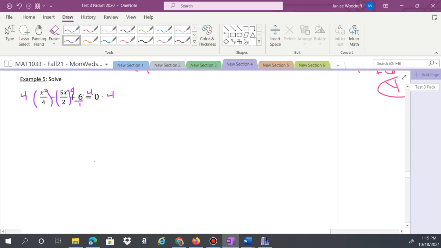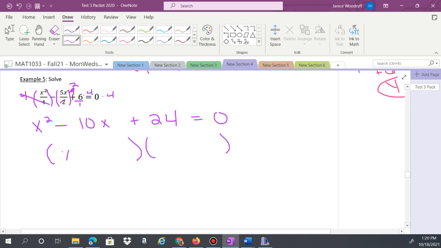Even the 0. All right, so here these 4's cancel. That's going to be x squared. Here 2 goes into 4 2 times. So 5x times 2 is 10x, and that looks like that is a minus sign. 6 times 4 is 24. 0 times 4 is 0. Okay, monic trinomial.